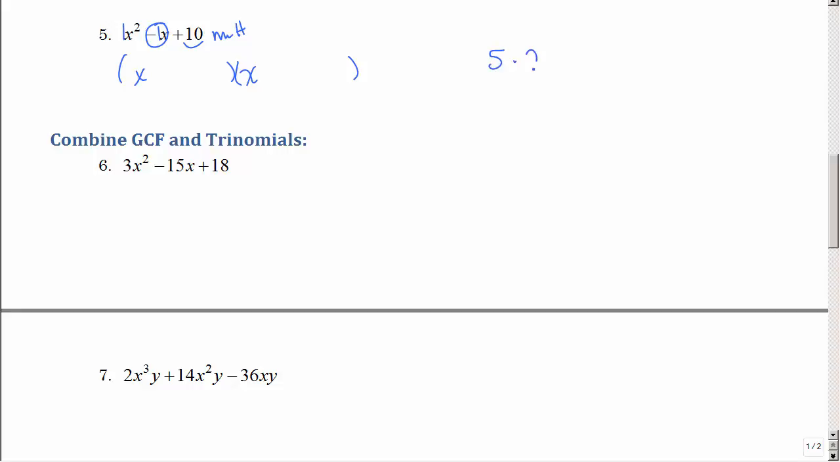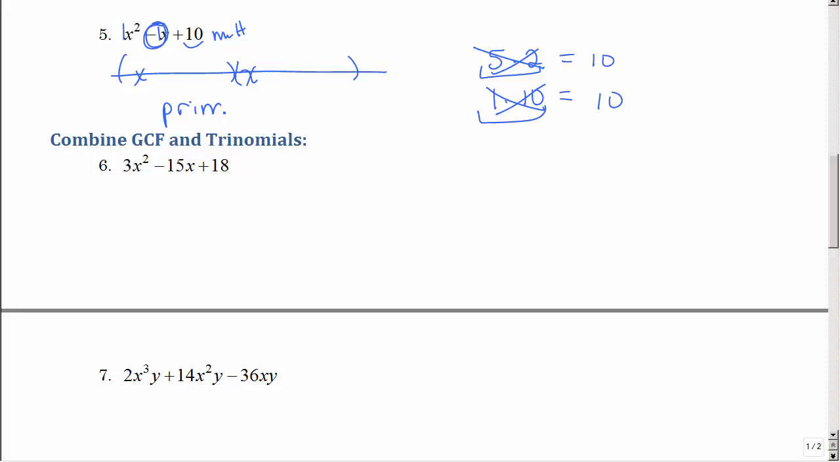Well, let's see, 5 times 2 is 10, 1 times 10 is 10. Is there any way we could add or subtract these to get a negative 1? Well, 5 minus 2 is 3, 2 minus 5 is negative 3, so that doesn't work. 10 minus 1 is 9, 1 minus 10 is negative 9. That doesn't work. So have I messed up? No. This is prime. We cannot factor it any further.